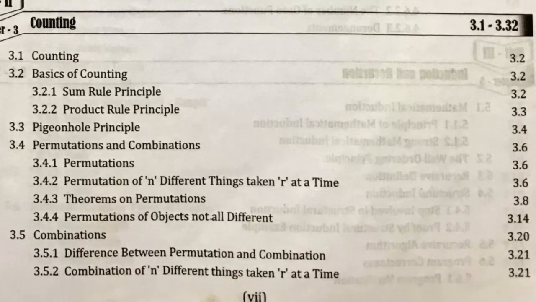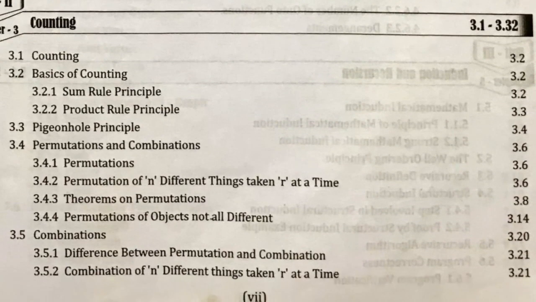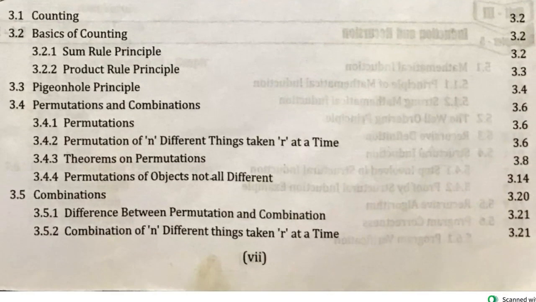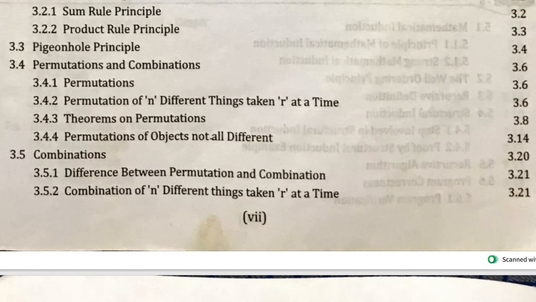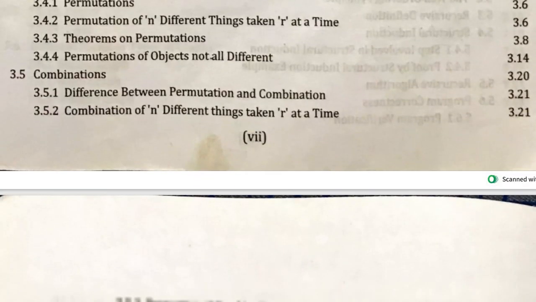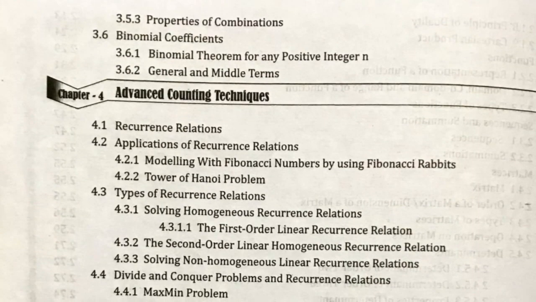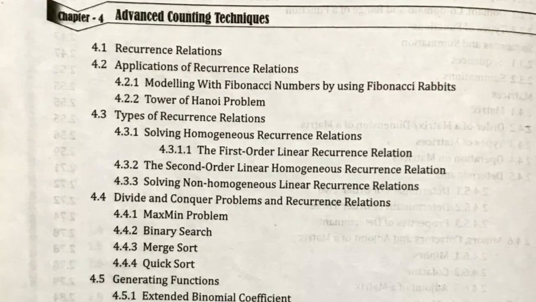Then we'll be moving on to the second unit, that is unit 2, chapter 3. It is called counting, where we'll be learning. This is an application of computer science with mathematics, where we'll be learning the basics of counting, the sum and product rule of the principle. Then you have the pigeonhole principle. Then we'll be learning about permutation and combination and their different types of problems. Then you have binomial coefficient under that chapter.